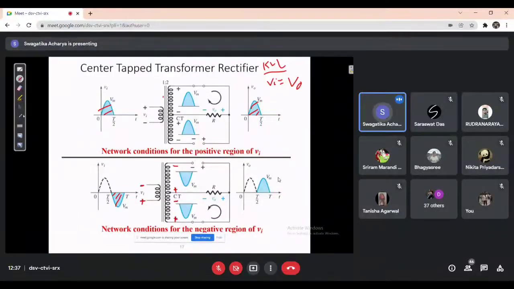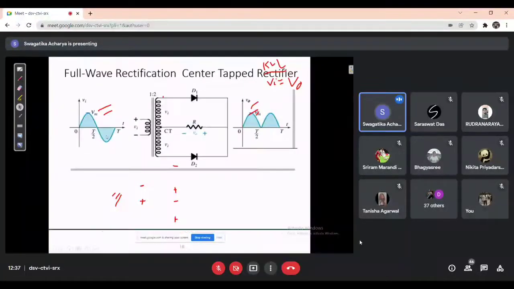Here, so it will be the previous image. Now it will be negative here and the polarity changes. Here it is positive. So here it will be negative, right? And here it will be positive.